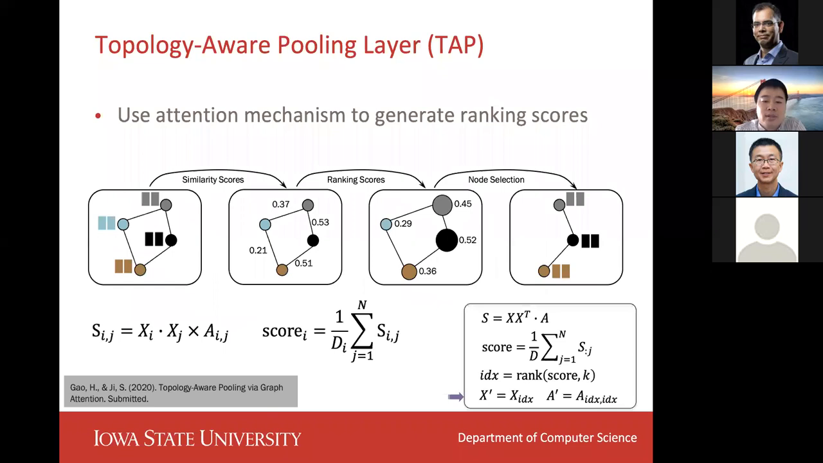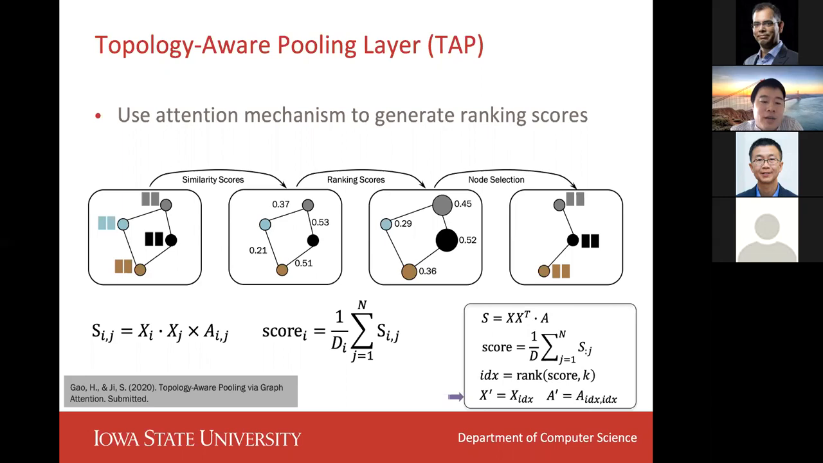So here is a small example. On this graph, we first compute the similarity scores for each pair of connected nodes. And the similarity score between node I and node J is computed by their features dot product. And then we compute the ranking score by averaging their related similarity scores. So for example, the score of the green node is 0.45. Actually it is an average of 0.37, 0.29 and 0.52. So the ranking score for this green node is 0.45.